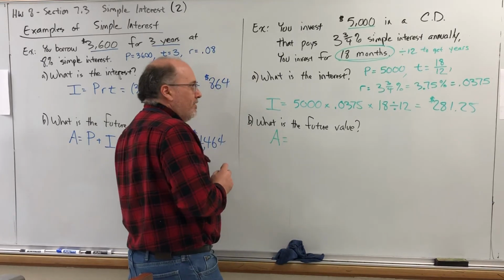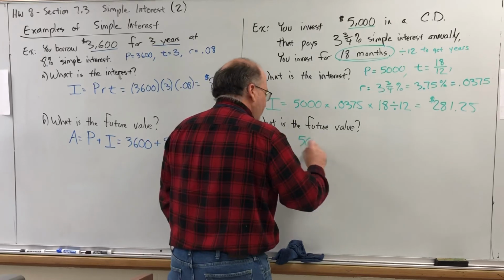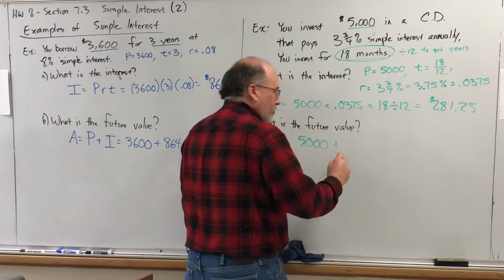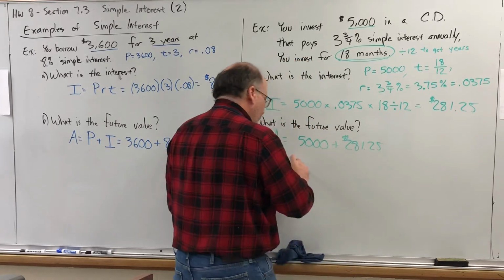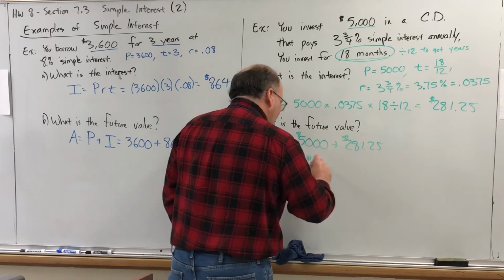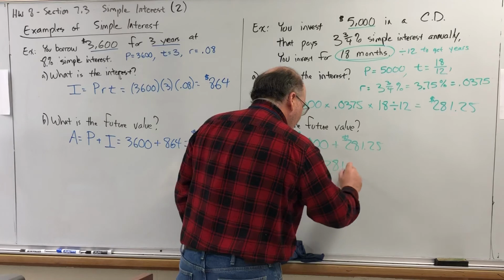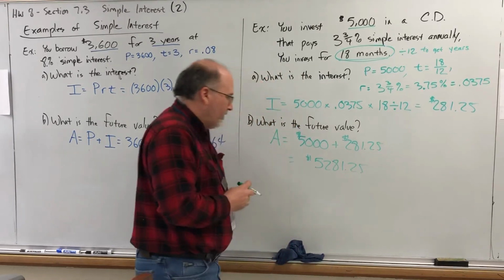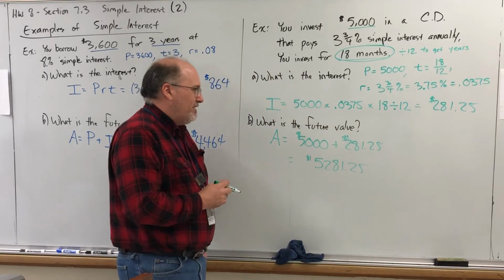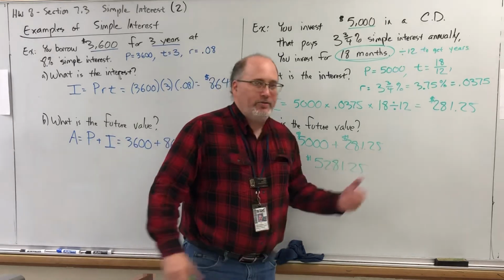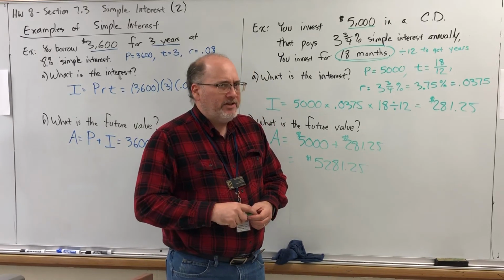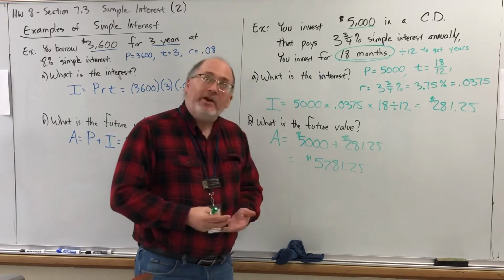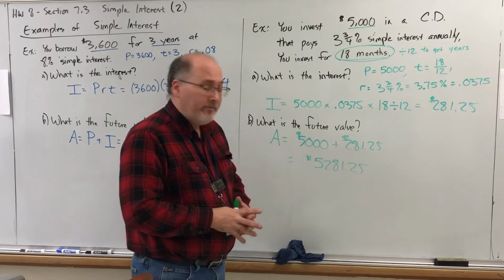So what would that make the future value? Capital A, just the principal, 5,000, plus the interest, $281.25. So if we add that, we get $5,281.25. Which means it took us 18 months to make $281. That's not a lot of money to make over 18 months, but it's free money. Would you turn it away? I wouldn't.